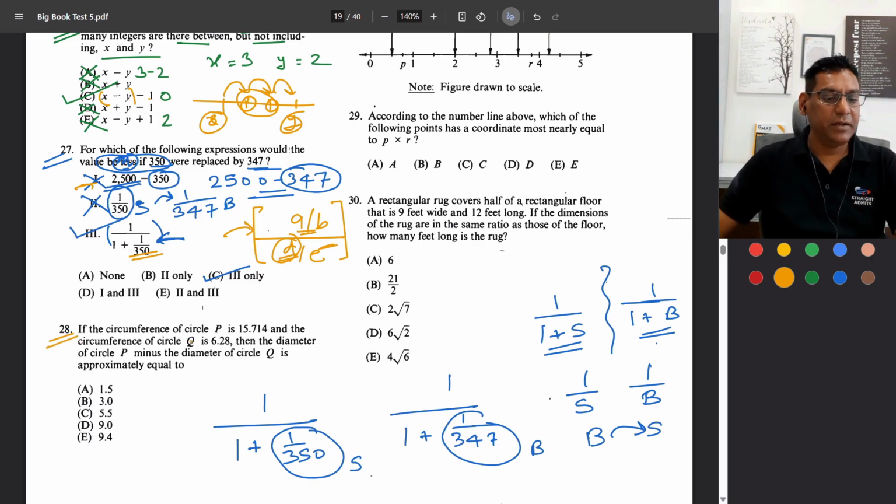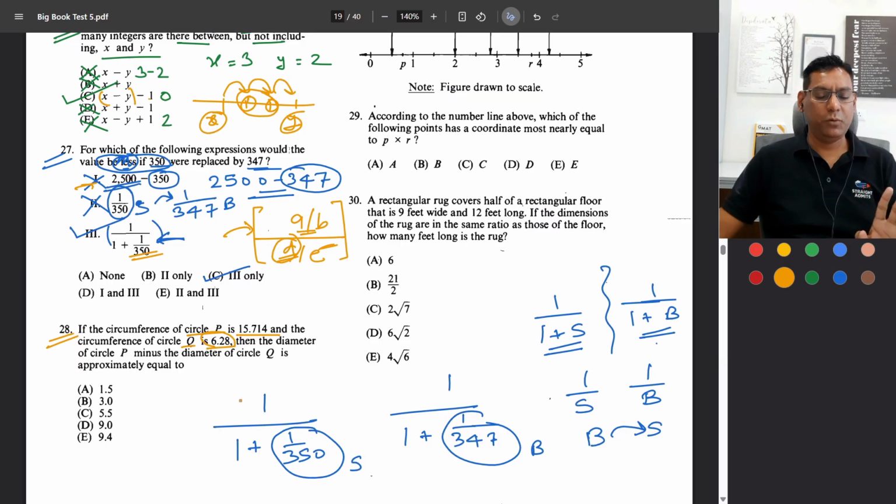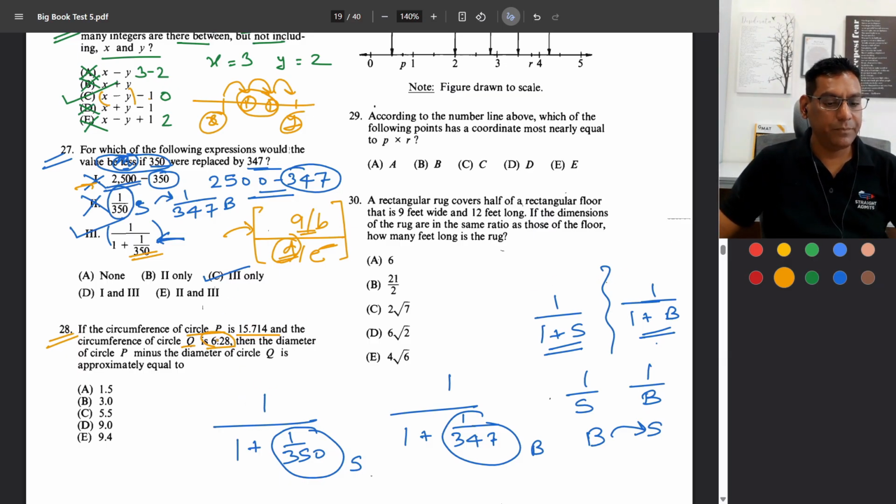Question 28. If the circumference of a circle P is 15.714, and the circumference of circle Q is 6.28. 6.28 is basically twice of 3.14. Okay, that's easy to catch. That's good to note, because then somewhere pi and pi will get cancelled. Then the diameter of P minus the diameter of Q is what? Okay, let's first find out the diameter of P. The circumference of P is 2 pi r, where capital R is equal to 15.71.